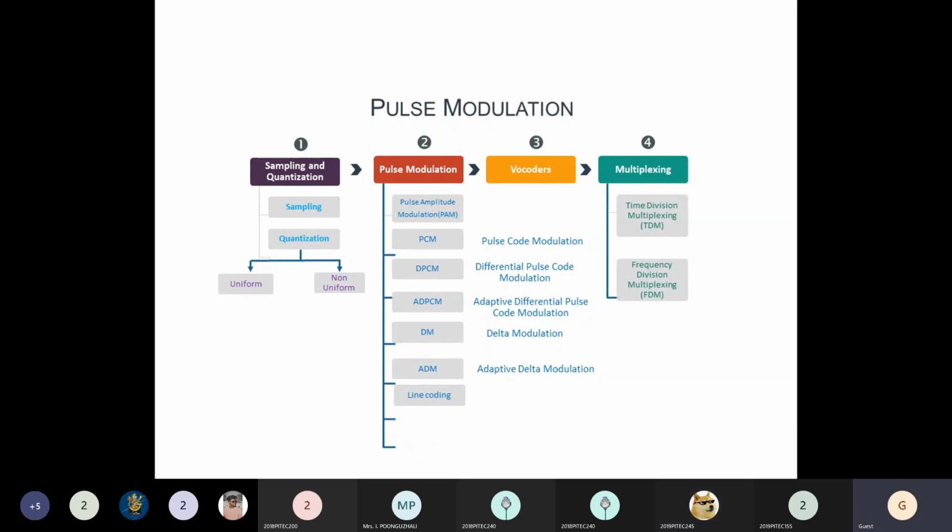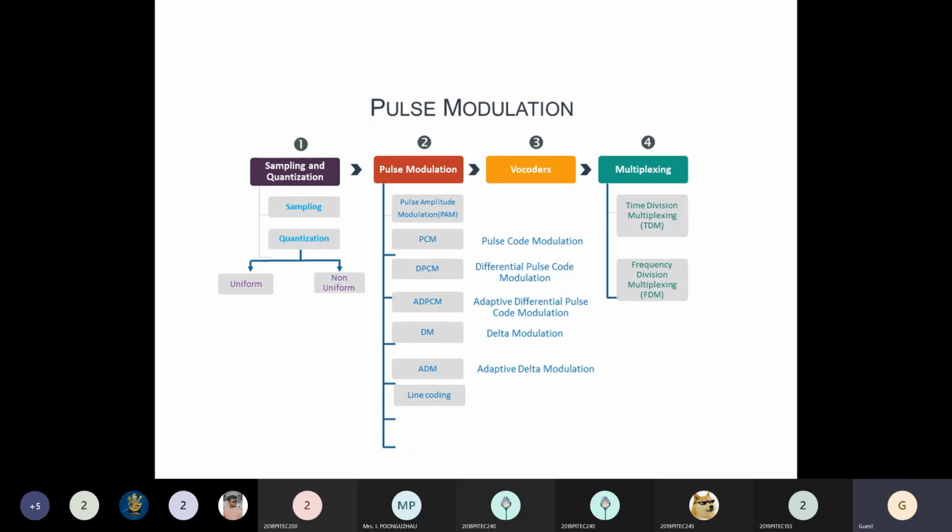Under pulse modulation, we have different types. The first, the basic one, is pulse amplitude modulation, simply said to be PAM. Next, one of the important topics, regarding which we are going to see the problems in this session, is pulse code modulation. So what is PCM? That is pulse code modulation. We are going to see the problems in this topic.